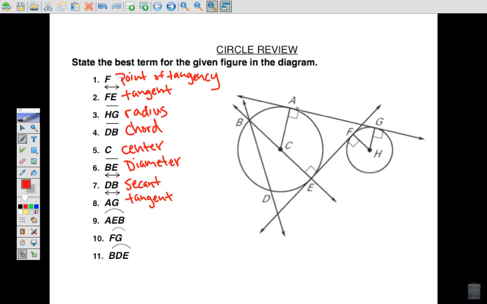So AEB, arc AEB, starts at A, goes to E, and ends at B. So that's like this entire arc. I'm terrible at tracing it, but that whole thing. That is definitely more than half the circle, so we call that a major arc.